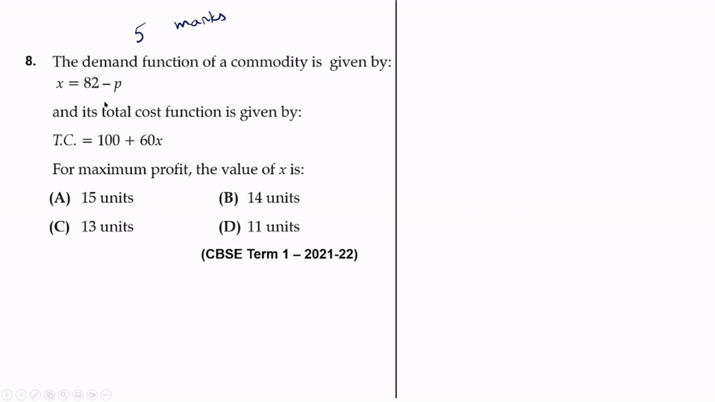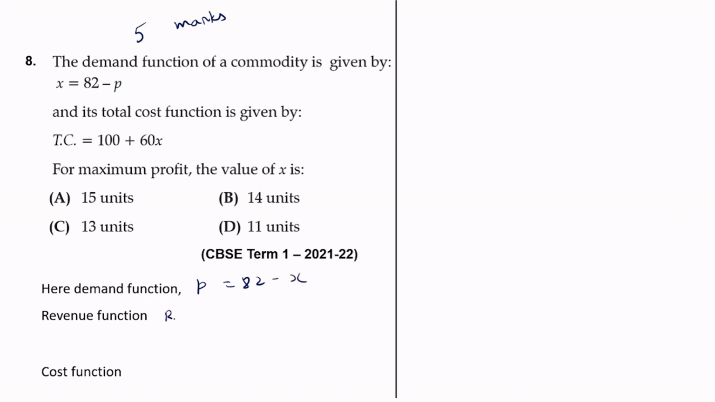So here the demand function is given, the total cost function is given, we have to find the value of x for which the profit is maximum. So here we have demand function as x is equal to 82 minus p. So from this we can write p equal to 82 minus x. Now we know that the revenue function is given by p into x. So from this we get revenue function as 82x minus x square.